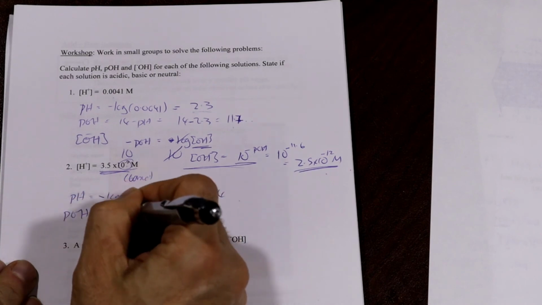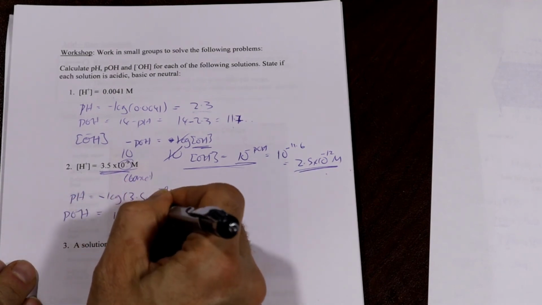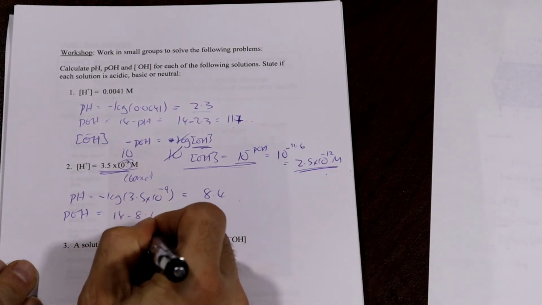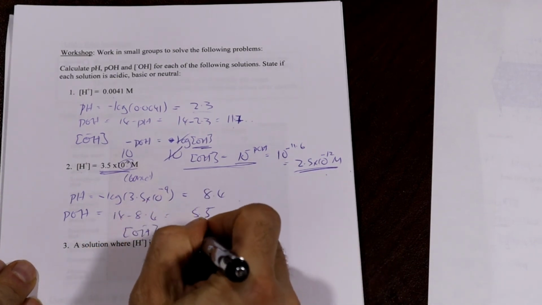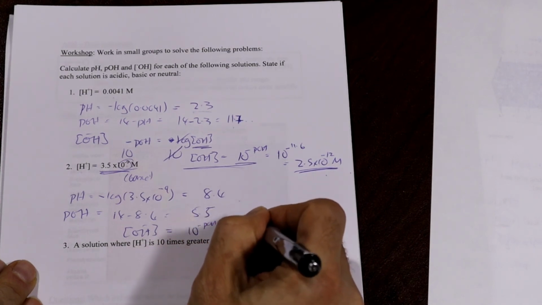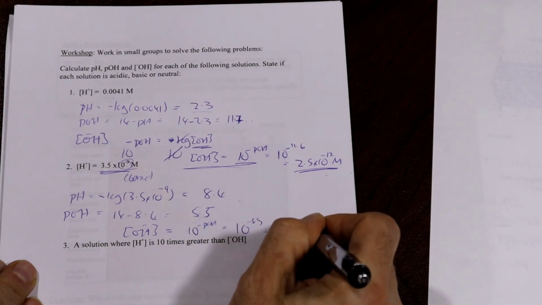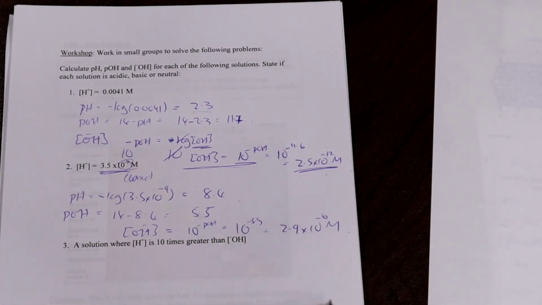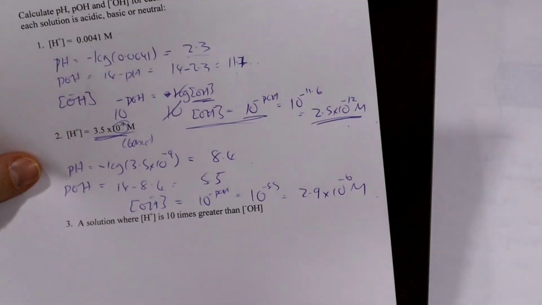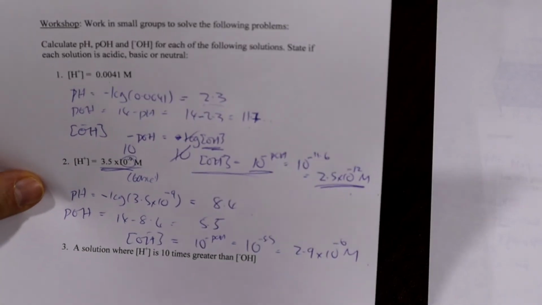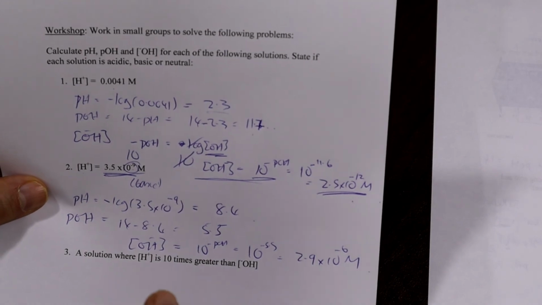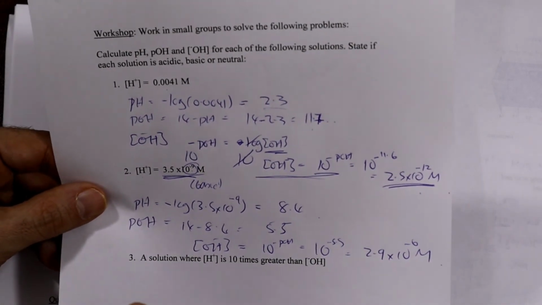pOH, we expect a smaller number. 14 minus 8.4, 5.5. Very good. OH ion concentration equals 10 to the minus pOH, 10 to the minus 5.5, 2.9 times 10 to the minus 6. Okay, I'll blow that up so you can see it. Hope that's making sense. Again, if you feel a little rushed, feel free to go through this again. If you've got a question, just post it up in the discussion area and we can discuss it as a group, okay?